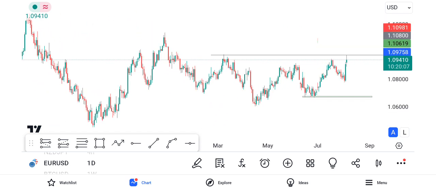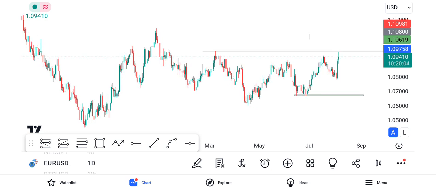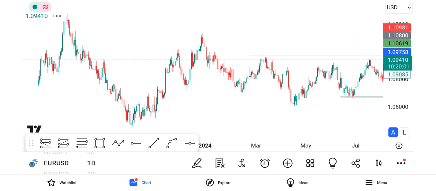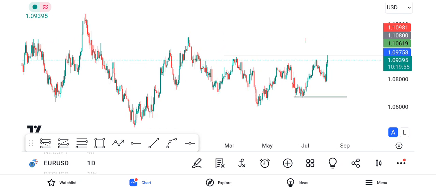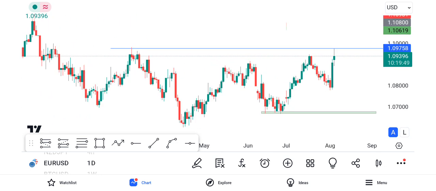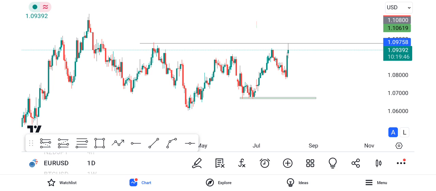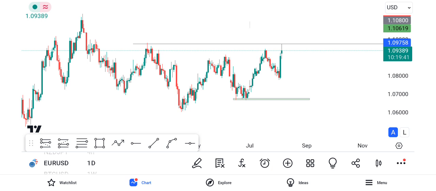EUR USD is also not giving us a clear direction even on the daily time frame, although the overall trend is bearish. The trend is bearish on EUR USD, but it's still giving us some structure in that bearish move. As you can see right here, price broke this low, and this high.